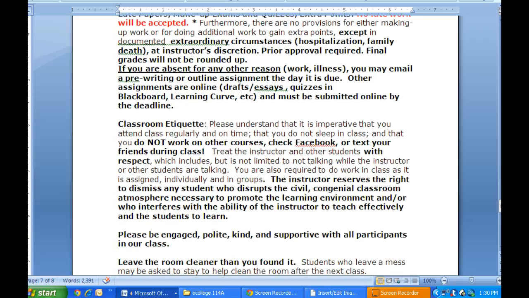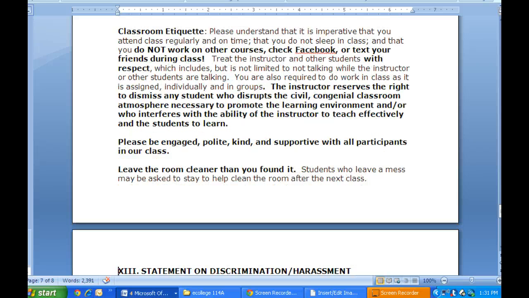With classroom etiquette, we want you to be polite, we want you to be sweet and wonderful and helpful and supportive. We also want you to be engaged and active. We don't want you on your Facebook or your phone texting. We expect you to put your phones away. I know it can be difficult to put them away and focus on the task at hand, but we expect that. And I do reserve the right to dismiss any student who disrupts the classroom environment and who is not following the rules of the syllabus or the rules of Lawson State. We expect you to be good citizens.